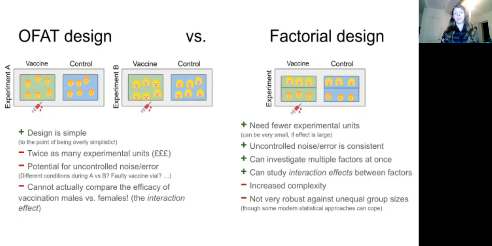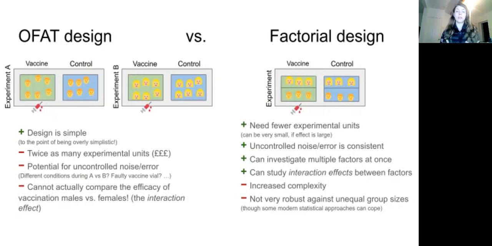Crucially, though, one of our scientific questions involved comparing the efficacy of the vaccine in males and females. This type of question involves looking at the interaction between our 2 factors, vaccination and sex. Considering interaction effects is not possible with an OFAT design due to the potential that the effect of sex is obscured, or as we say, confounded by these unknowable differences going on between experiments A and B. These issues, both in terms of the efficiency of the resources, then the amount of resources needed, and the ability to look at interaction effects can be ameliorated with a well-designed factorial experiment.